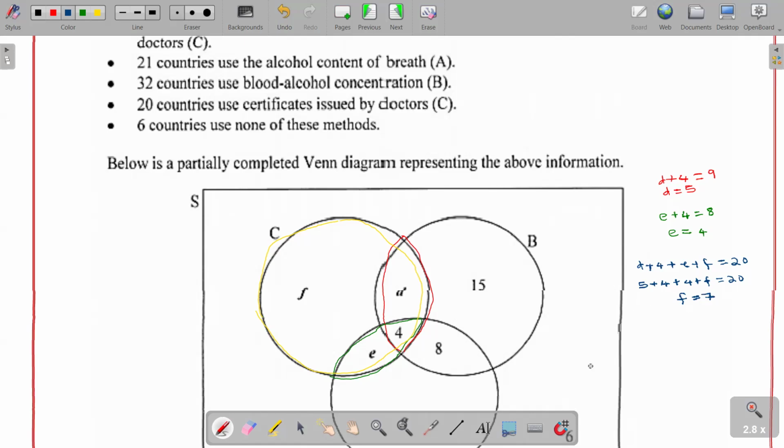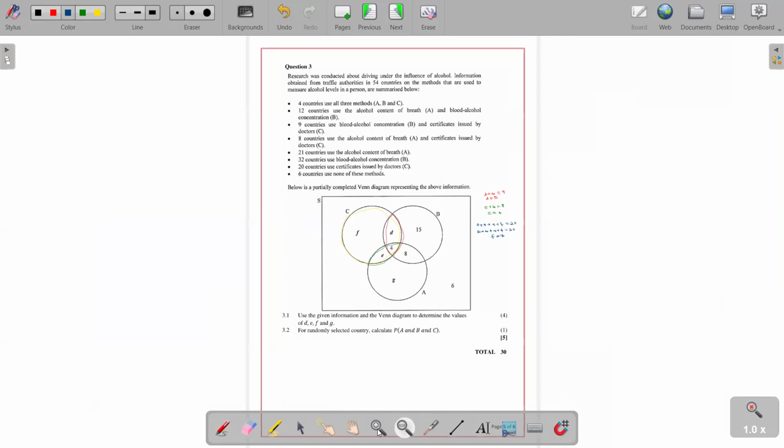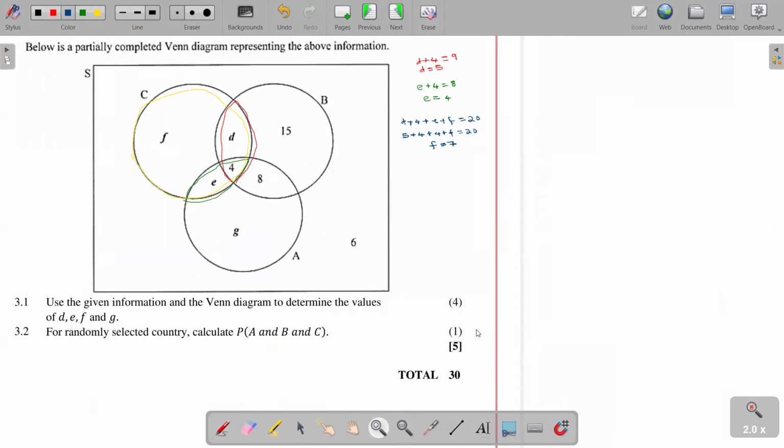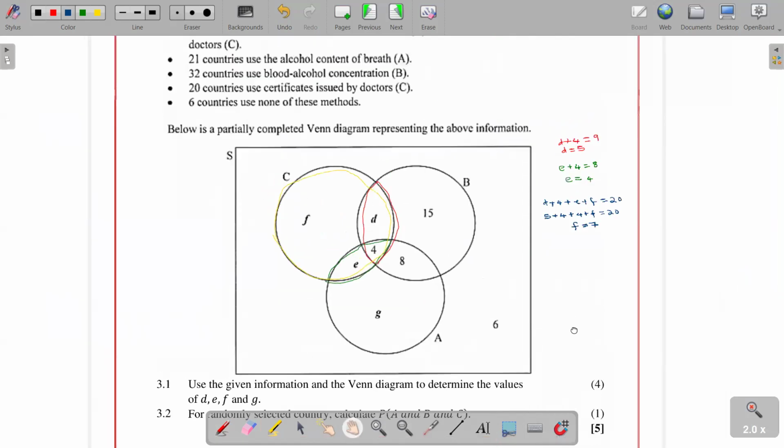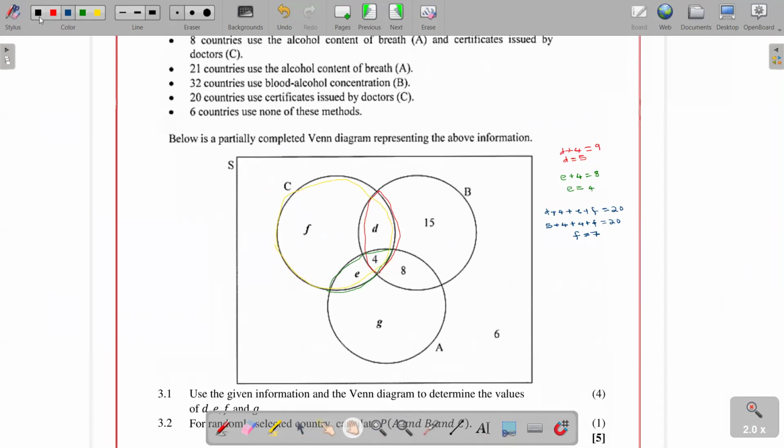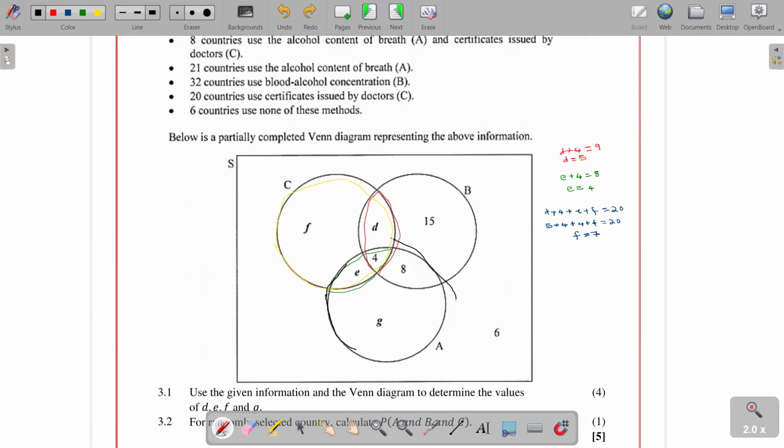Then we go to the next question. The next question is G. If you check G, this is our G, this circle A. That's where we are having G. So this whole circle, that's where we are having our G. So it means 4 plus E plus G plus 8 is equal to what?